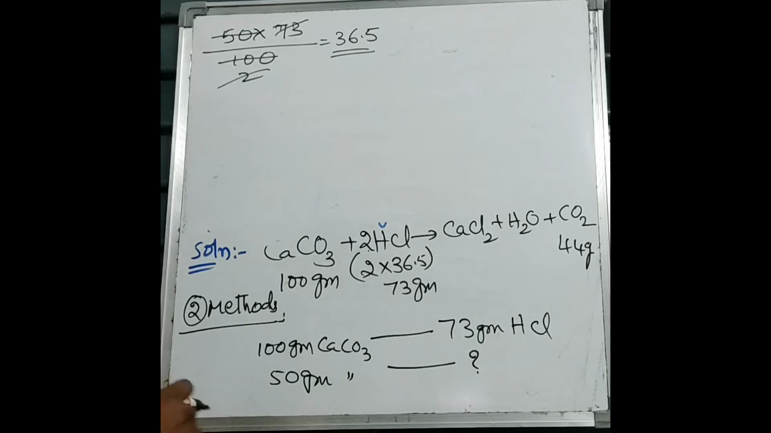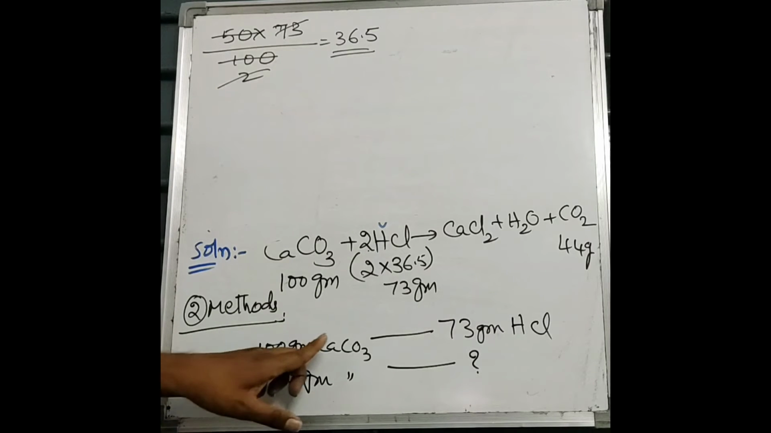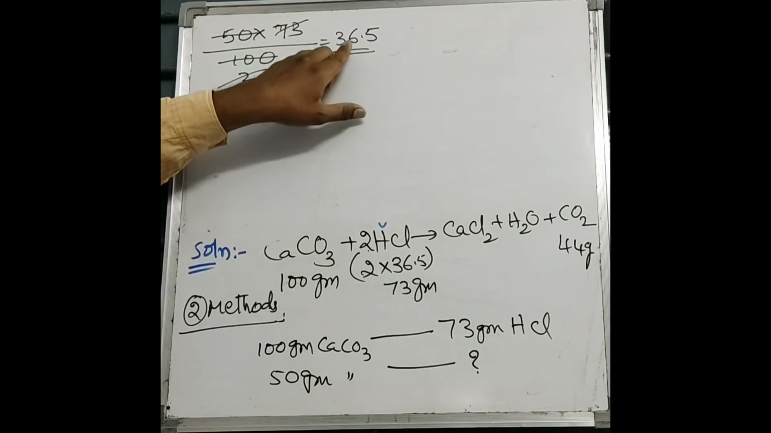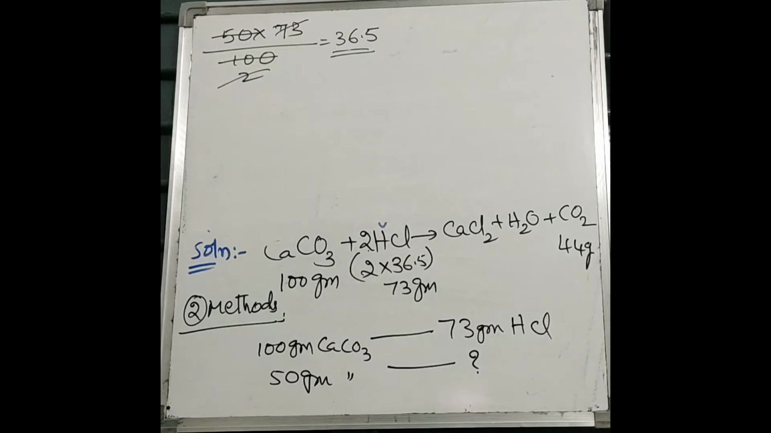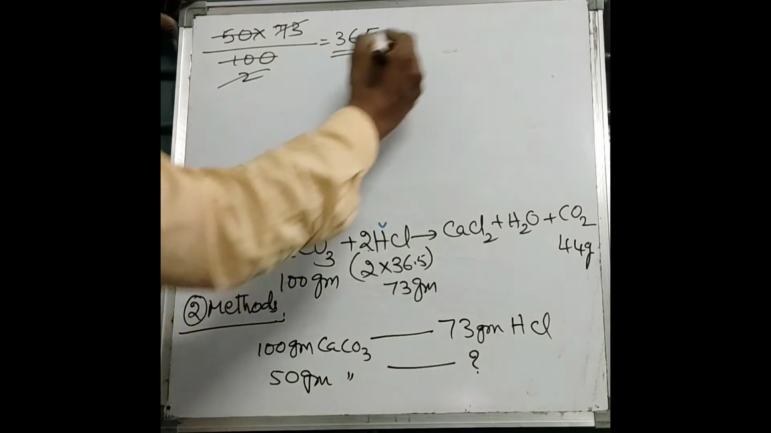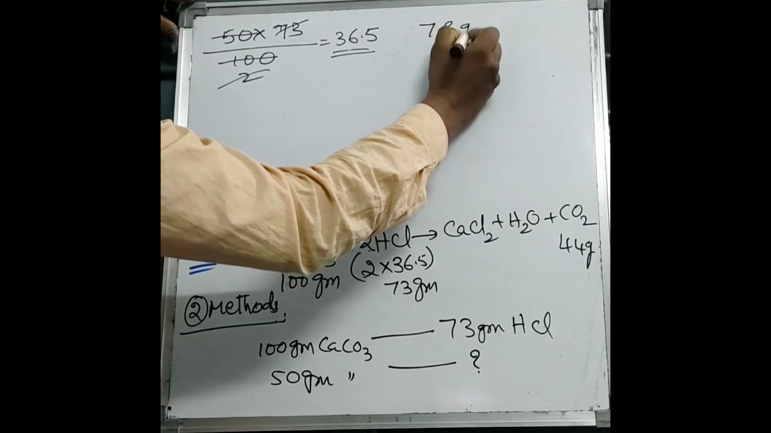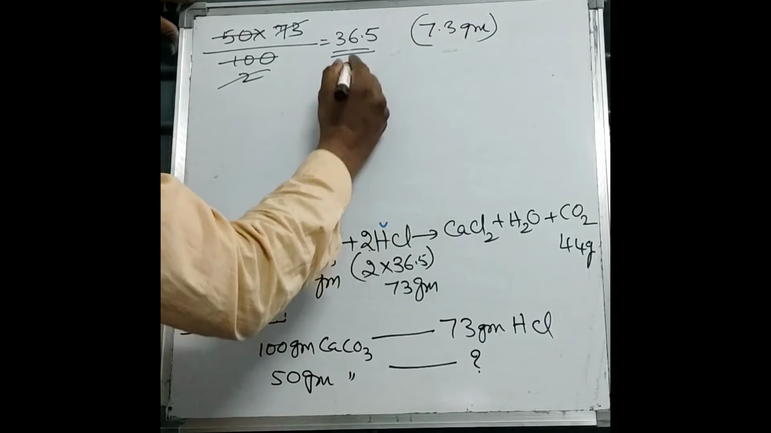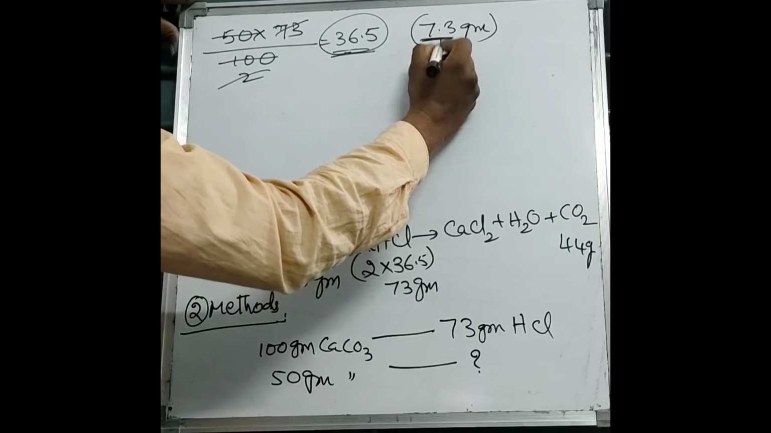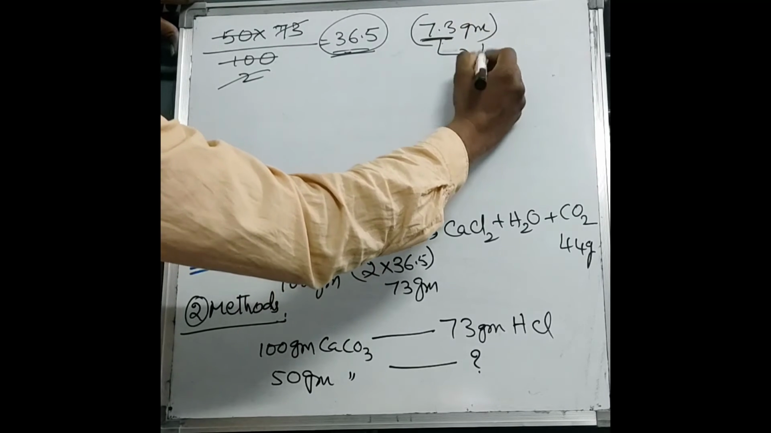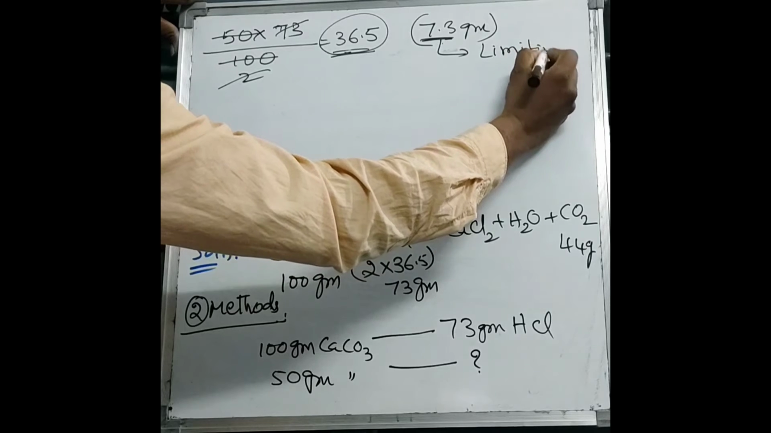So, for reacting with 50 grams of calcium carbonate, how much HCl is required? 36.5 grams of HCl is required. But in the given problem, how many grams of HCl are there? Only 7.3 grams of HCl is there. When compared to this, 7.3 is less, so that hydrochloric acid is the limiting reagent.